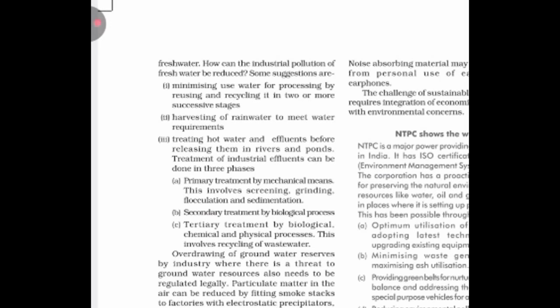Treating water effluents through many processes: the primary treatment is by screening. The second is the biological process, where you use living organisms like snakes, fishes and all that to clean the water. And then using the biological, chemical and physical processes together to recycle the wastewater, so that the water becomes reusable.